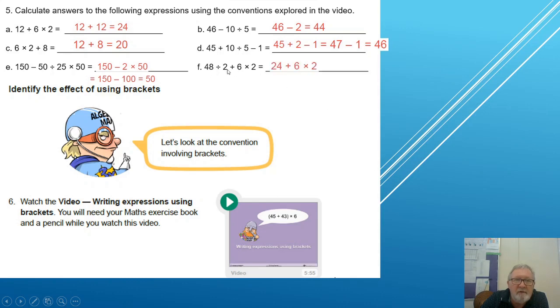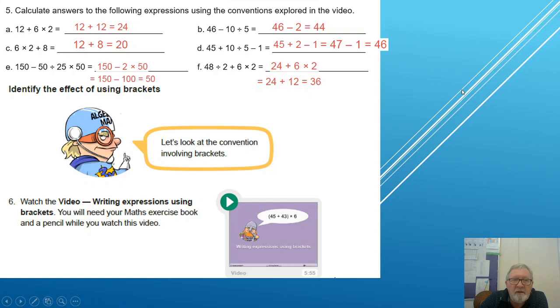So 48 divided by 2 is 24. Then we have to do the 6 times 2, which is 12. And when we add, as the final thing, 24 and 12, we get an answer of 36. How did you go? It might take a bit of practice, a bit of revision for you, going over examples, but there are conventions we must follow.